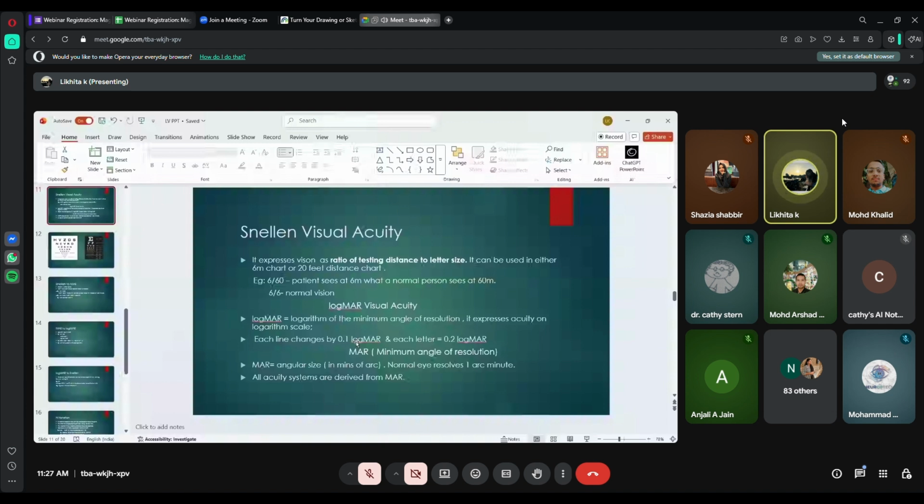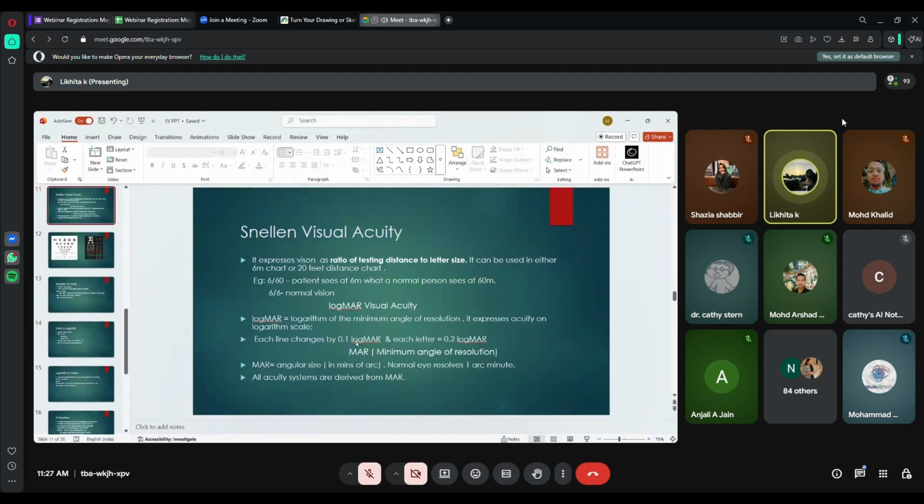So what is Logmar visual equity? Logmar equals the logarithm of the minimal angle of resolution. It expresses equity on a logarithm. Each line changes by 0.1 logmar and each letter is denoted as 0.02 logmar. That's why it is most commonly used in low vision and research, because it helps us to know exactly what the patient is reading and we can note it accordingly. Then we'll have accurate results.